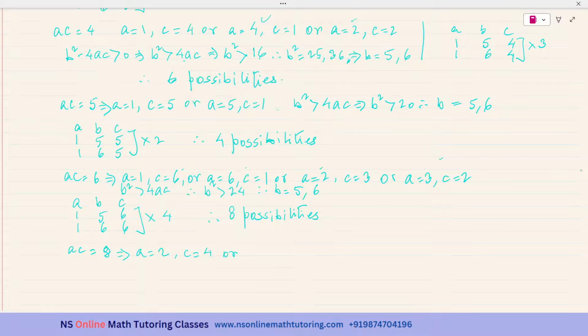Or A equal to 4 and C equal to 2. These are the only two ways for getting the product as 8. Okay. Because 3 times 3 is 9. I cannot take 3, 4, 5 or 6 for getting the product as 8.